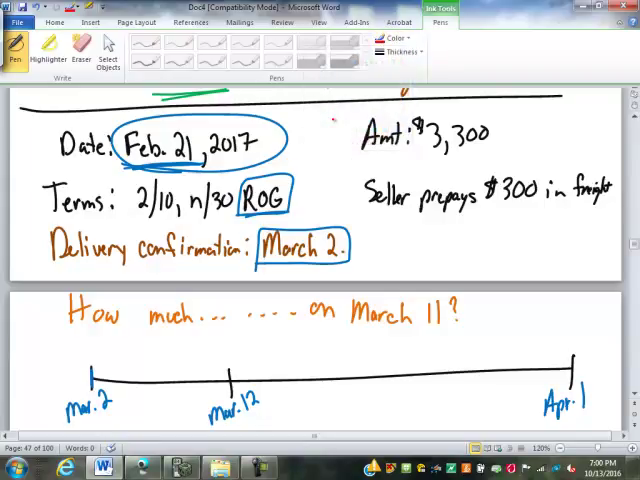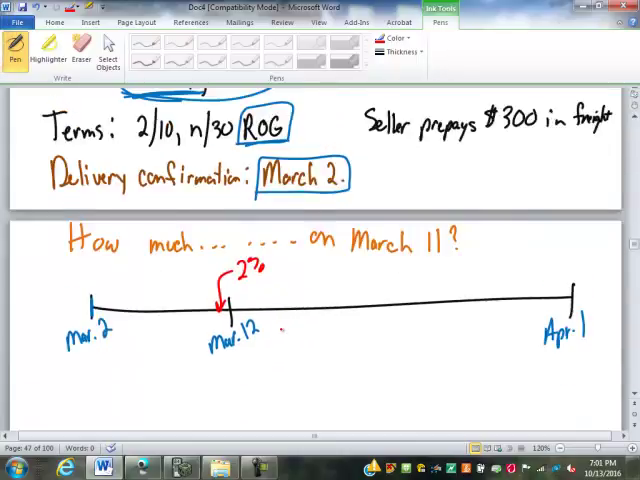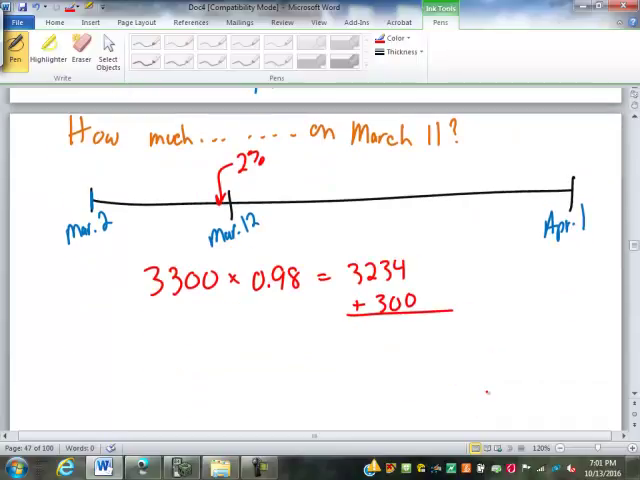Did we receive the discount? Yes. We paid on March 11. We get the discount. 2% discount. Again, remember, we do not get a discount on freight. So we start out with our $3,300 invoiced amount times what? 0.98, which is going to give us $3,234. And to that we add the $300 in freight. What do you think? That's pretty simple, right?